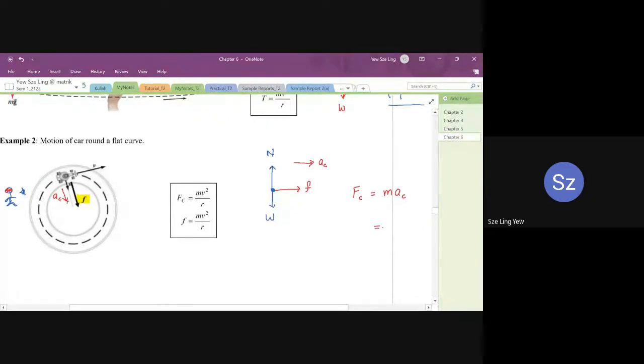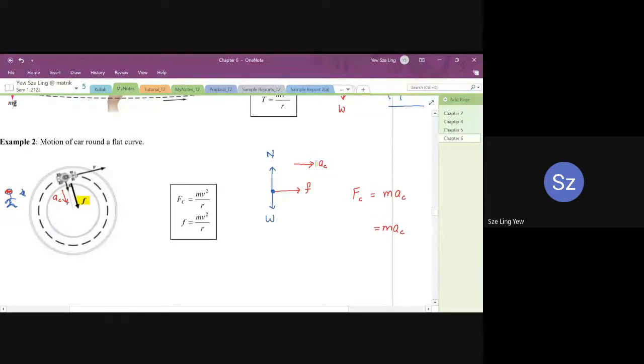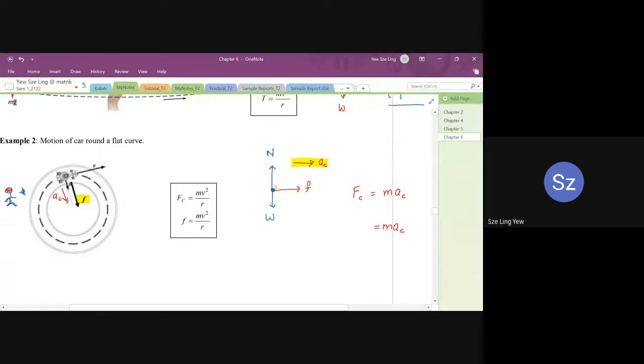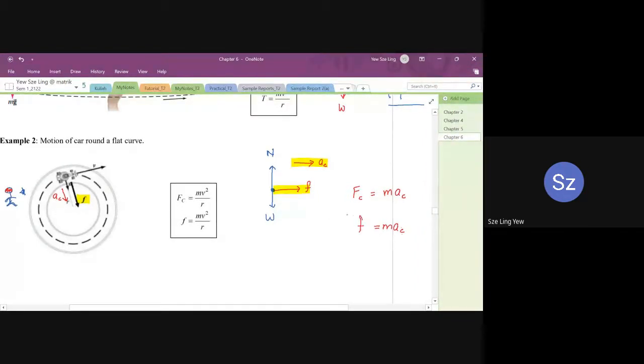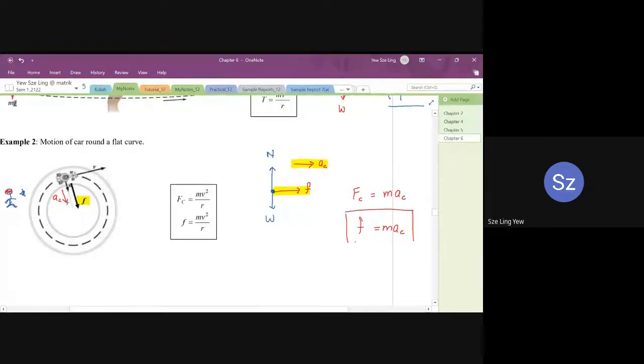MAC, I'm going to keep it. I'm not going to do anything about it. Then I'm trying to find out what is the force that keeps my car moving in a circular motion. According to my free body diagram, the force acting in the direction of AC, with the same direction as AC, is the frictional force. Therefore, I know the frictional force is the only force that keeps my object moving in a circular motion. Therefore, frictional force equals MAC. So this is the equation for this question.